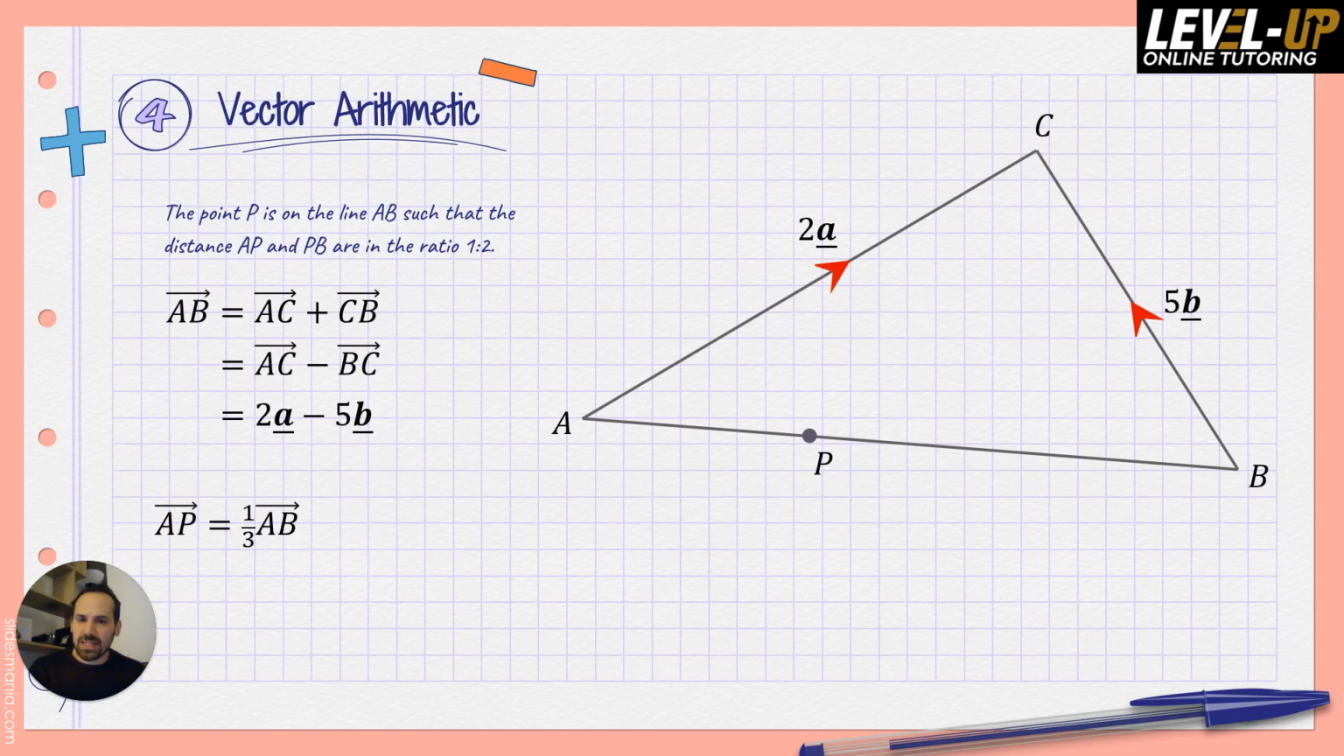Now, using that ratio, we can see that A to P is going to be 1/3 of the distance A to B, because we've been told A to P and P to B are split in the ratio 1:2. So using that basic understanding of ratio, we can see that that distance A to P is 1/3. It's one out of a total of three parts. So we've got AP is equal to a third of AB. So therefore it's 1/3 of 2a minus 5b. So we can just work that out like that. So that's a simple example of using vector arithmetic to calculate a problem like that. We wanted to get the vector from A to P.